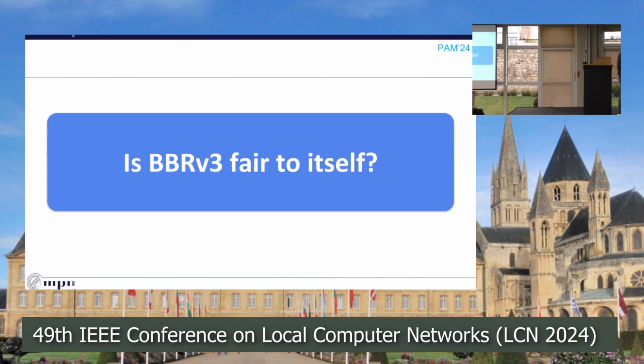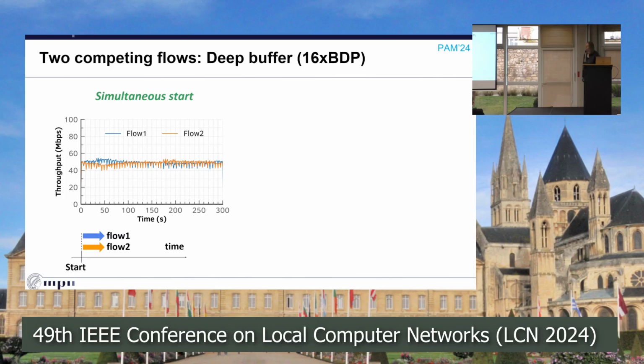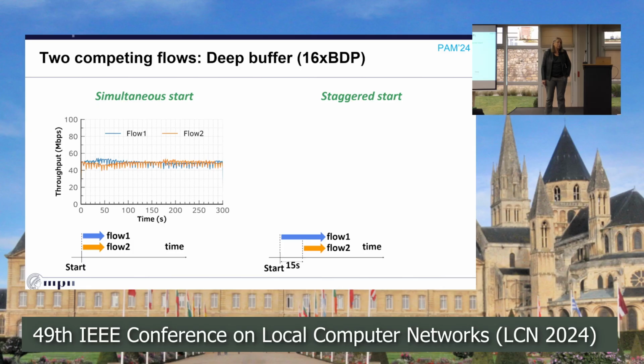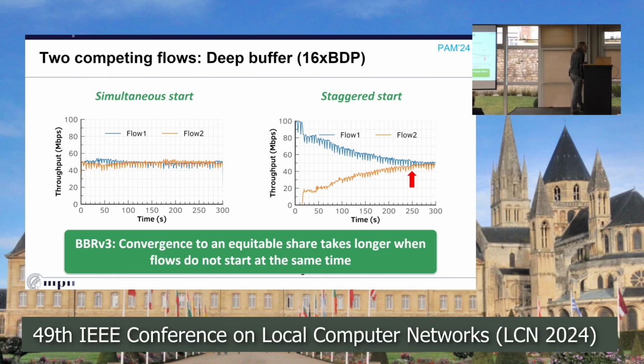So is BBRv3 fair to itself? Well, if both of these flows are starting at the same time, it actually looks pretty okay. But how often is that the case? What happens if they don't start at the same time? Oops. It suddenly takes a long time before it converges. So with just 15 seconds apart, it actually does take a long time before they converge, especially when you have deep buffers. If the buffers are not as deep, it may not take this long. So convergence to the same share takes significantly longer when the flows don't start at the same time, which is the more realistic scenario in the internet.